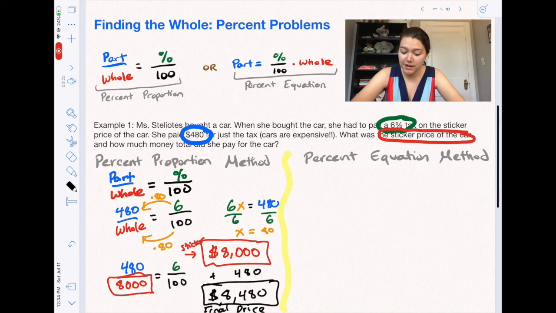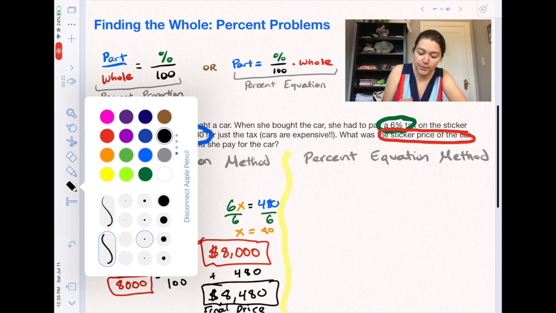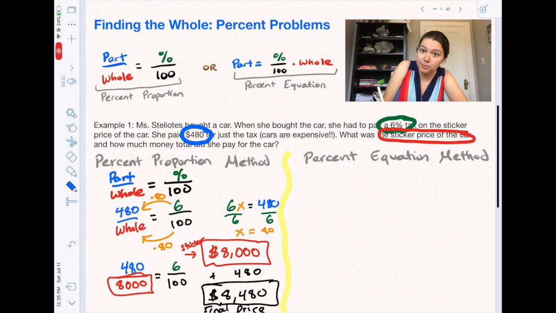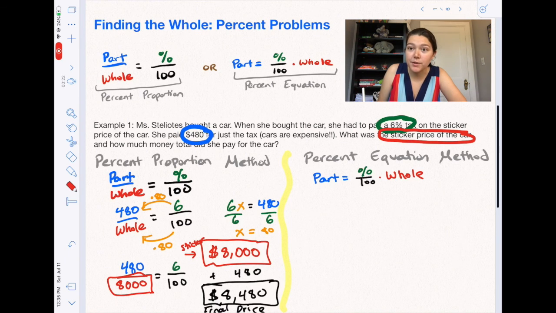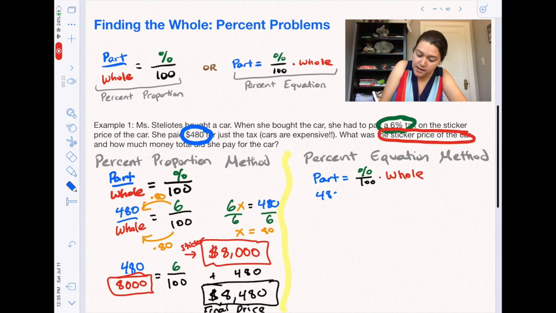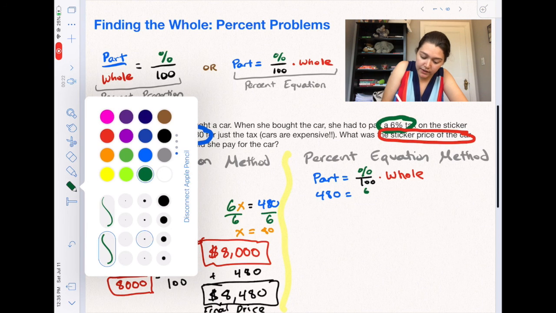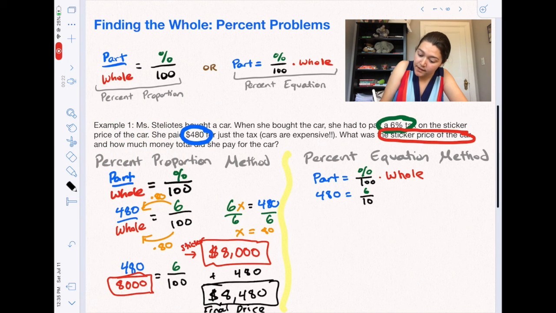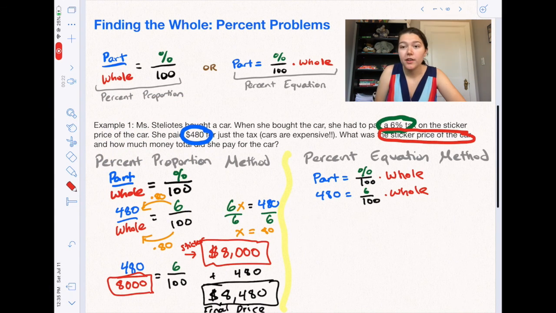All right, awesome. So now let's try to find that 8,000, that sticker price whole, using the percent equation method. So as usual, I'll rewrite the base percent equation. And now I'm going to substitute in the information I have. So I have 480 for my part, and I have 6 for my 6%. Okay, so at this point, I have an equation, and I need to solve the equation for my whole.